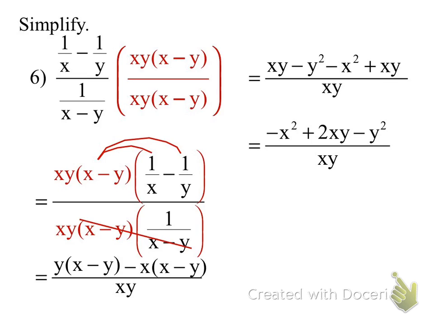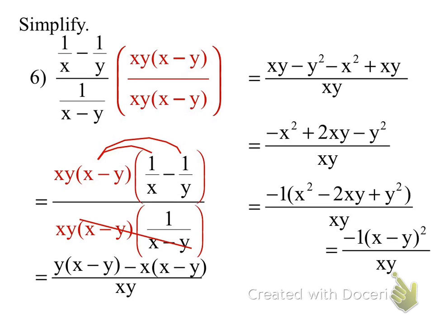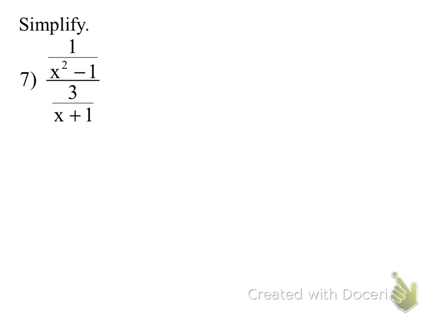Now I could factor a -1 and then factor it. What does that factor to? X minus y squared, the quantity of x minus y squared, but it doesn't help me to cross cancel. So either of those are correct. Pause the recording.